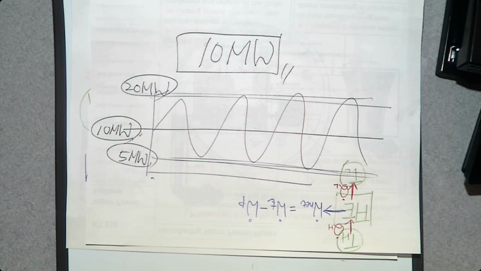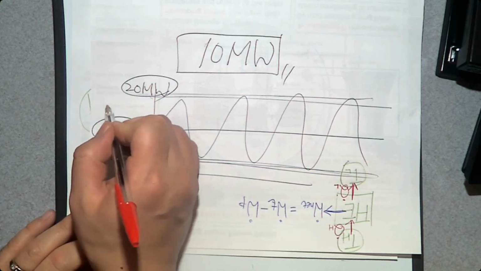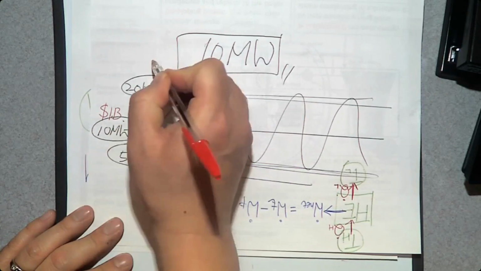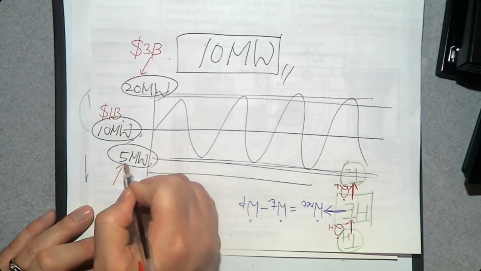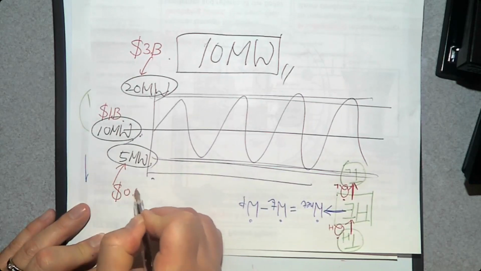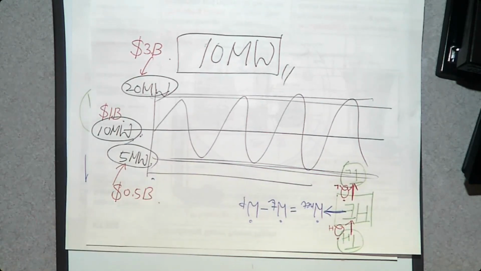10. So let's say this 10 megawatt power plant costs about $1 billion. 20 megawatt costs about $3 billion. 5 megawatt costs maybe $0.5 billion. Which one? So you are going to use this one. So let's assume that you built a 10 megawatt power plant. Then, in the daytime when people use more, there will be a blackout.